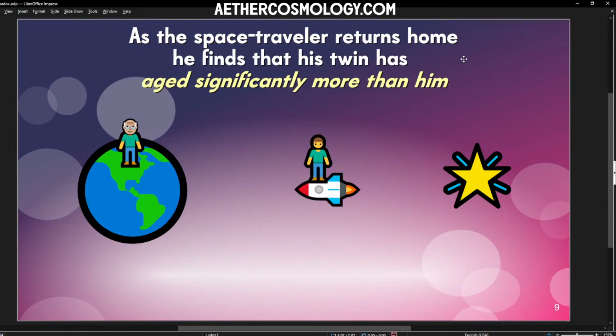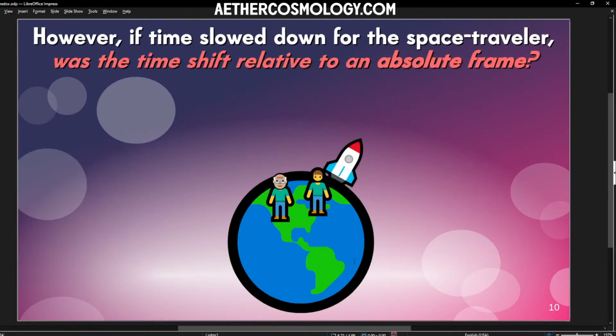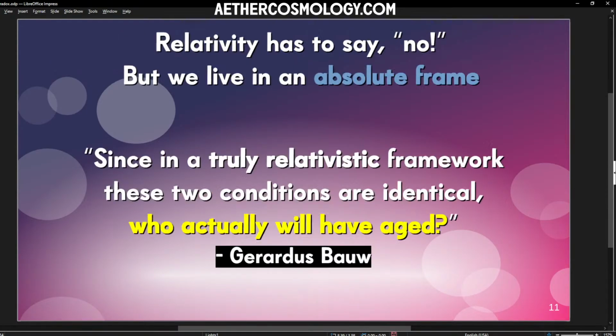And then as the space traveler returns home, he finds that his twin has aged significantly more than him because, remember, his time slowed down. His time stayed the same speed, quote unquote. However, if time slowed down for the space traveler, what was the time shift relative to? Was the time shift relative to an absolute frame? Because there can't be an absolute frame of rest. We just went over that. This actually is a paradox, truly.